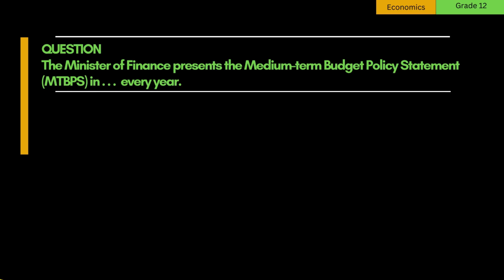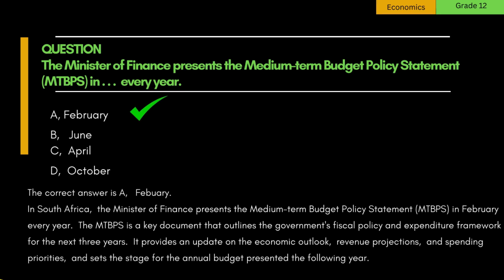Question. The Minister of Finance presents the Medium-Term Budget Policy Statement, MTBPS, in every year. A. February, B. June, C. April, D. October. The correct answer is February.